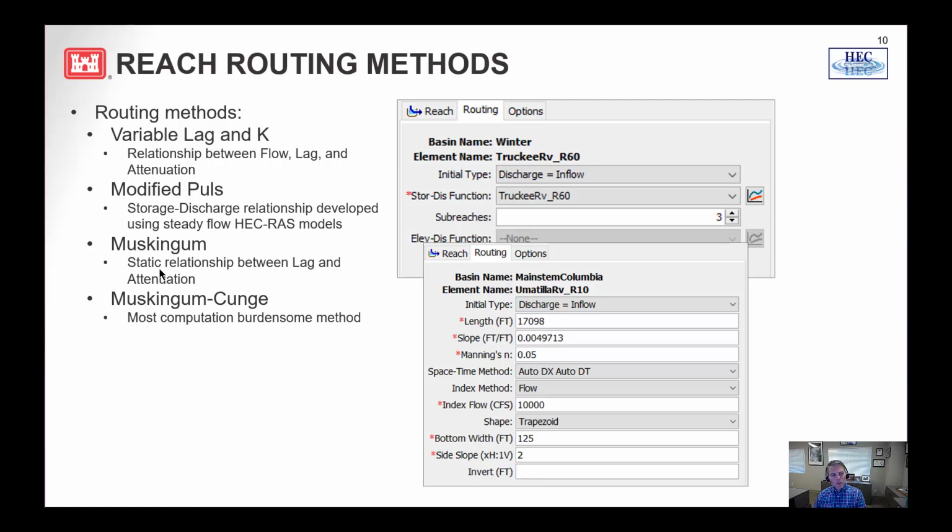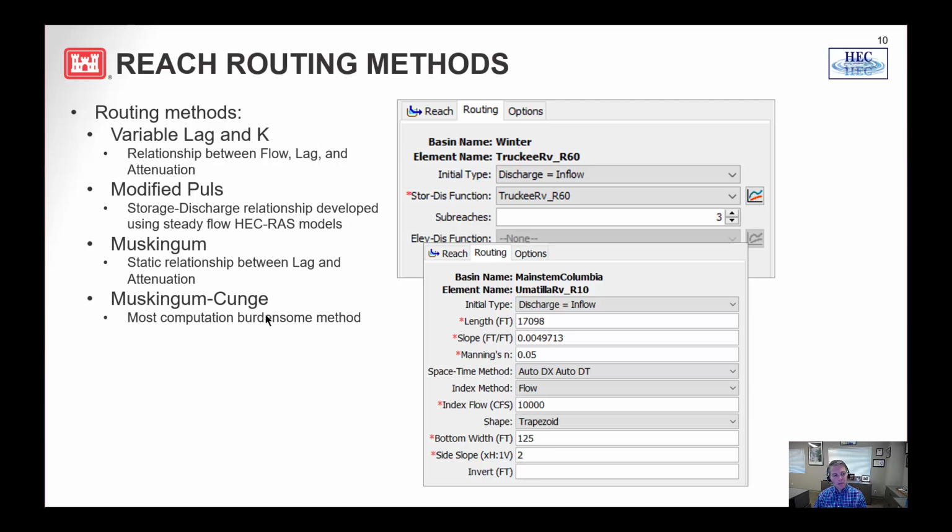One thing to watch out for, though, is that the Muskingum method is a static relationship between lag and attenuation. So if you're modeling events that are much larger than those that the model was calibrated to, then you probably do need to adjust that lag parameter, because you probably have higher velocities. That's why I really promote the variable lag and K method, because with this method you can set a relationship between flow rate and the lag, the time lag, and K, the attenuation factor.